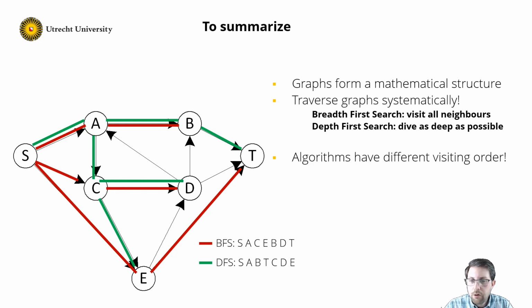So the algorithms have different visiting orders. And we can use this, as you can see in, for example, Dijkstra's algorithm.